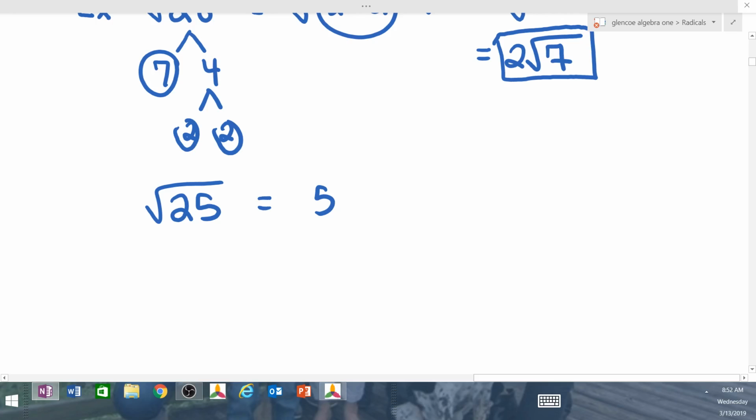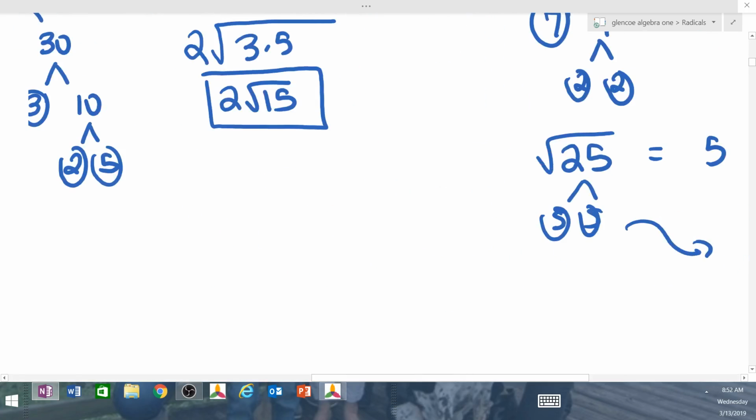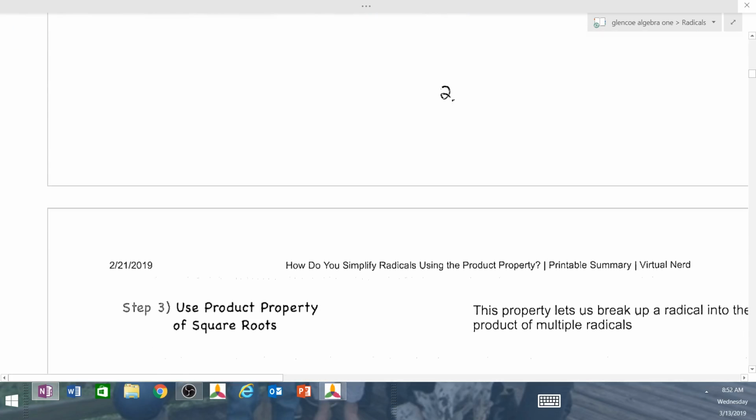If you didn't catch it, then you would break it down to prime factorization, and you could rewrite it as the square root of 5 times 5, or the square root of 25 equals 5. Are you with me? Are you sure? Okay. All right. Let me go on to looking at the second method with you.